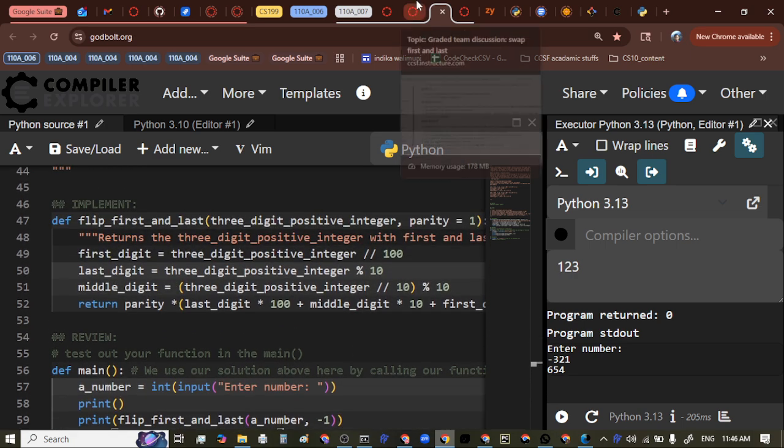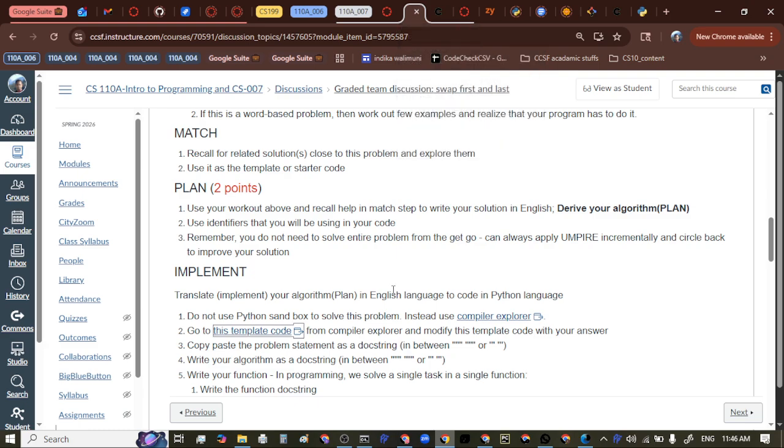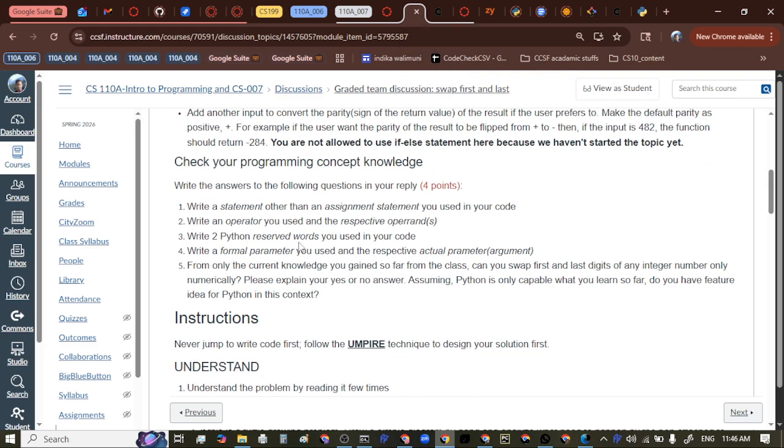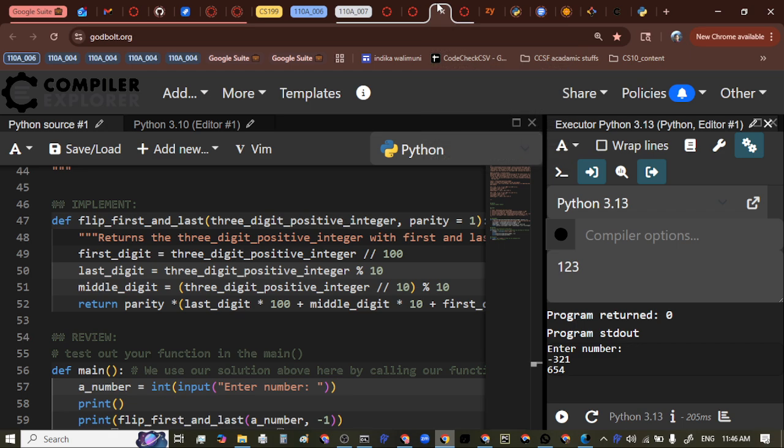Let's quickly go over the 4 questions. Write a statement other than an assignment statement. Is define a statement? No. Use a print? Nope. Print is a function call, so it's an expression. Without assignments, there was no import. I did not see anything else.